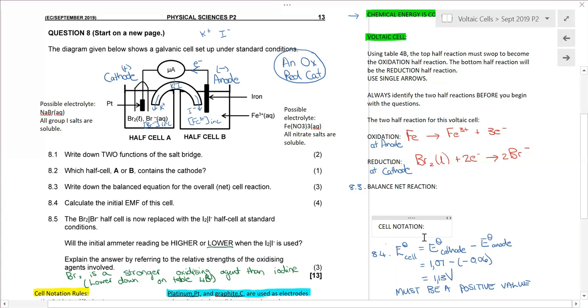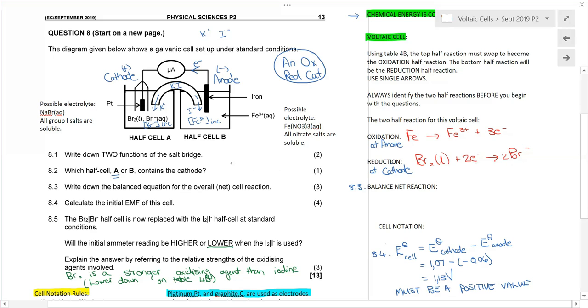So if we look at our questions, we've now done 8.1. Then which half cell, A or B, contains the cathode? I got that answer from my 2 half reactions. Always write your 2 half reactions. They were never asked in this question, but by now you can see how many times I've used them. So from the 2 half reactions, swapping the top one, I can see that this one is reduction. So this happens at the cathode. So half cell A is the cathode. So there's your answer there.